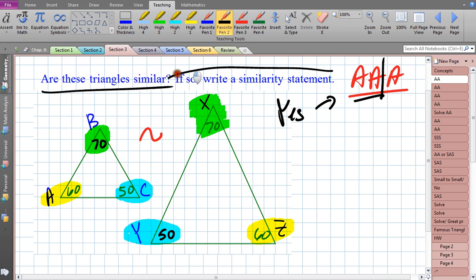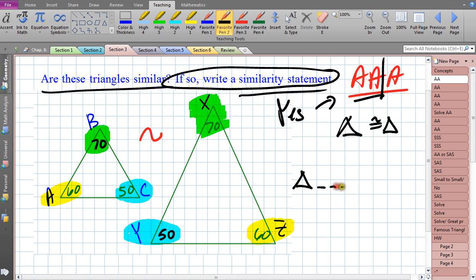And now we have to write a similarity statement, not a congruent statement. A congruent statement is one triangle is congruent to another. A similarity statement is one triangle is similar to another triangle, and we have to fill in the letters here in a very careful way so the letters match up. And we've done this before in the past.